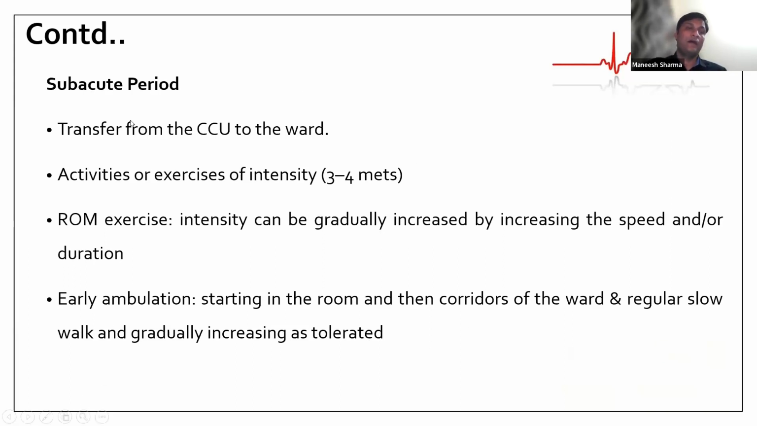In the subacute phase, the patient is transferred from the CCU to the ward. The intensity of the activities or exercise depends on the METs value, and activities classified at 3 to 4 METs are normally recommended for such patients. The patient can also perform ROM exercises, but the intensity is gradually increased. As I said, the patient should be ambulated early. In the initial phase the patient ambulates just near the bed, but can later go to the corridors and take longer walks, even with assistance. When the patient is able to tolerate it, the patient can have longer walks, with rest periods in between.